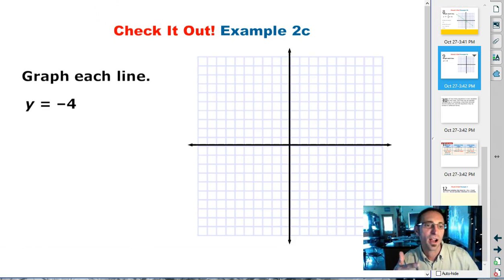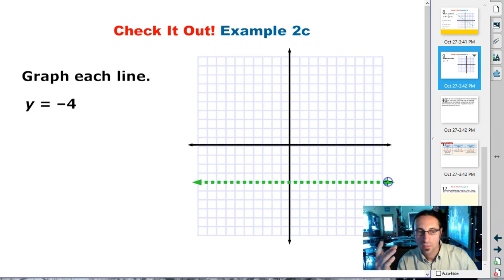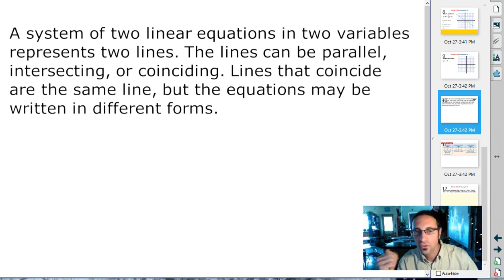Sweet. All right, graph this line. y equals negative 4. Well, wait a minute. Negative 4, is that vertical or horizontal? Well, the y is negative 4. Well, that means every y is negative 4. Oh, right. So that's a horizontal line. It has a slope of 0. Hopefully this stuff should be review for you.